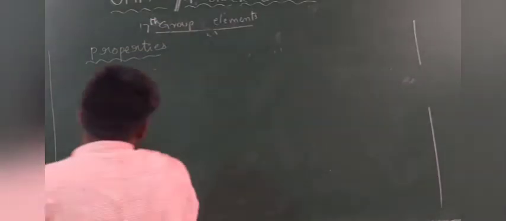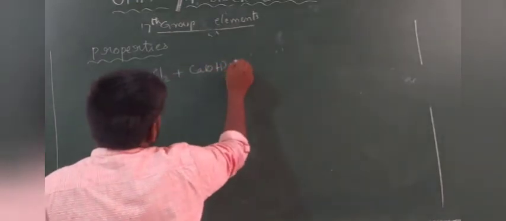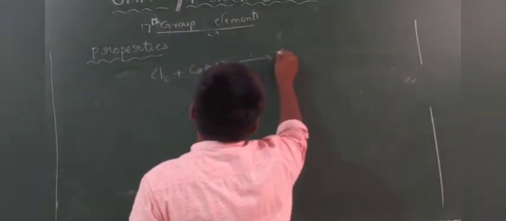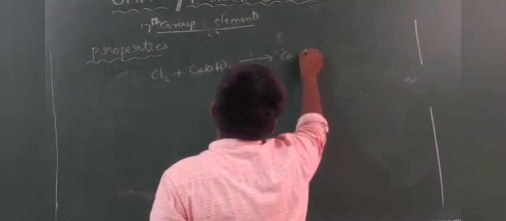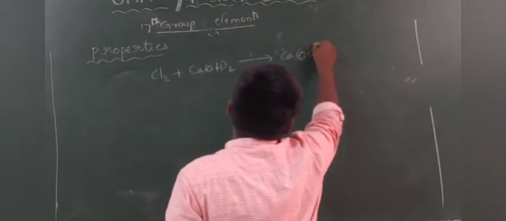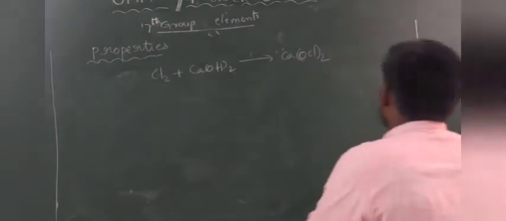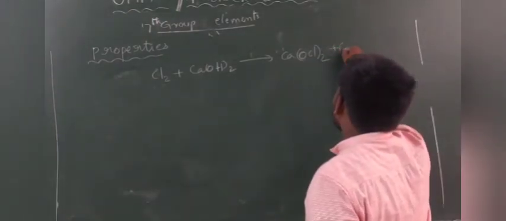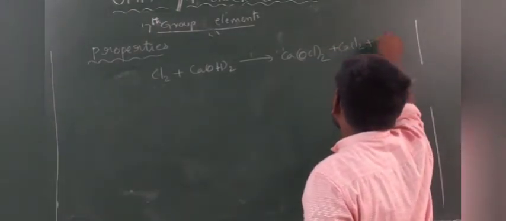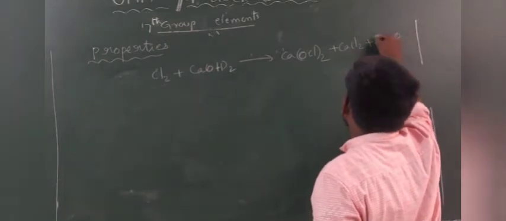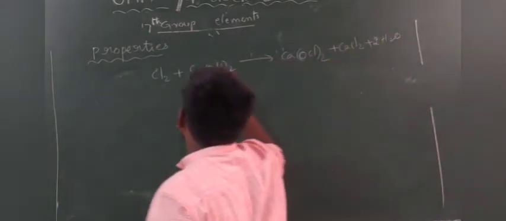So this chlorine, when it is treated with the calcium hydroxide, that is slaked lime. Chlorine when it is treated with the calcium hydroxide, so we can get here Ca(OCl)2 and we can get here CaCl2 plus we can get here 2 moles of the water.